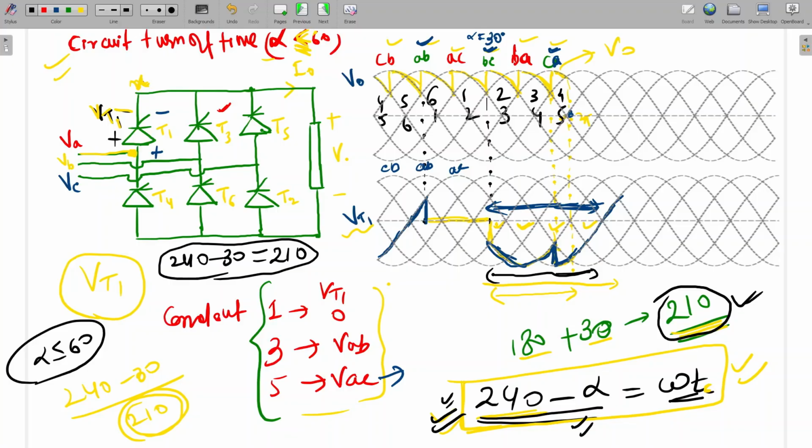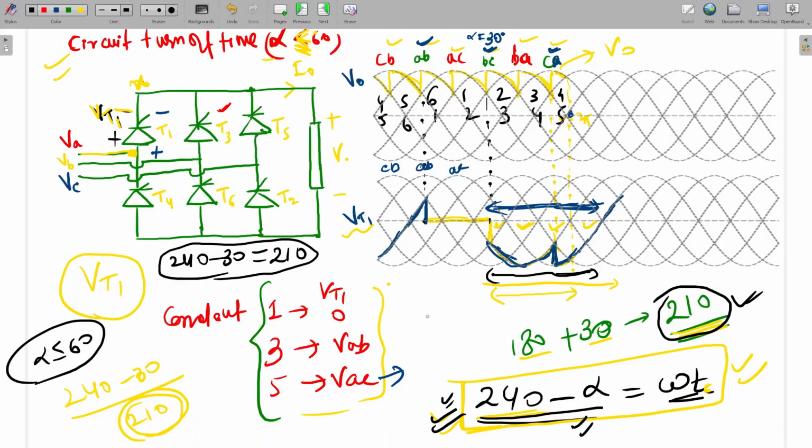Okay, sir, clear. But please, in case of circuit turn-off time, can we express it in seconds, sir? Is it possible? Circuit turn-off time can be expressed in terms of seconds. Yes, possible.